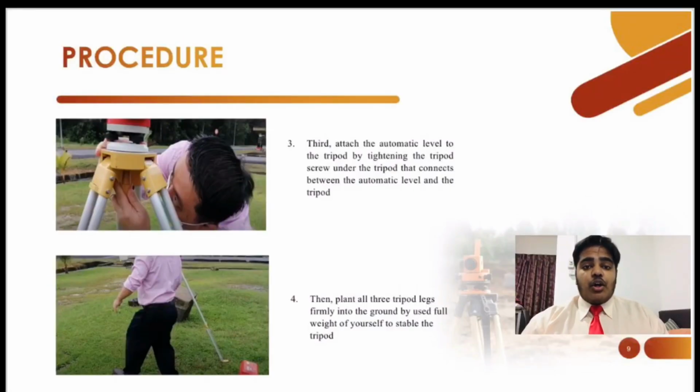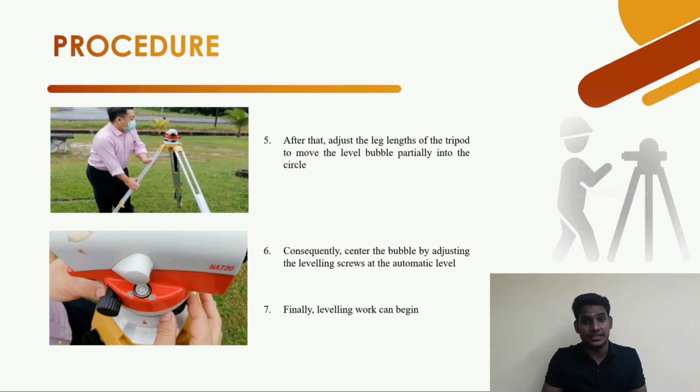Then plant all tripod legs firmly into the ground by using the full weight of yourself to stabilize the tripod. Consequently, center the bubble by adjusting the leveling screw at the automatic level. Adjust the bubble until the bubble stays on center while rotating the foot screw. Align the level on the staff by using the gun sight on the instrument's top and gently rotating the level by hand. Finally, the leveling work can begin.